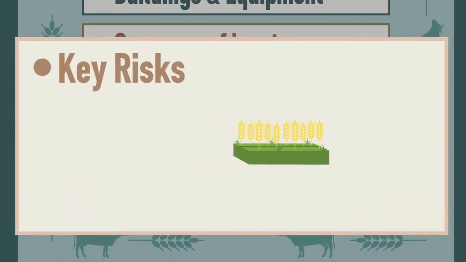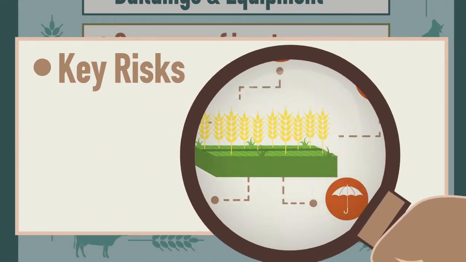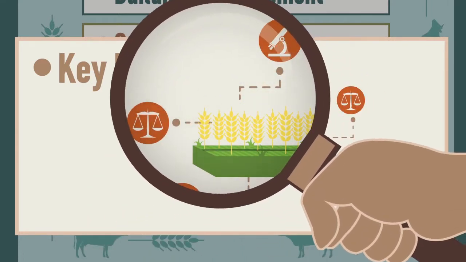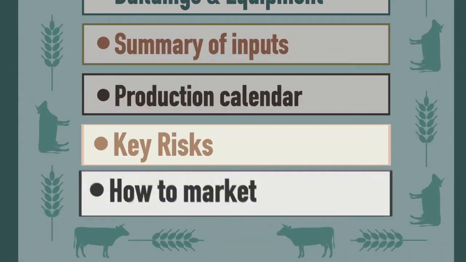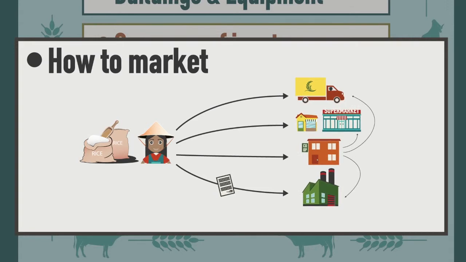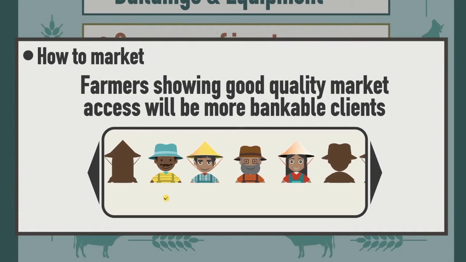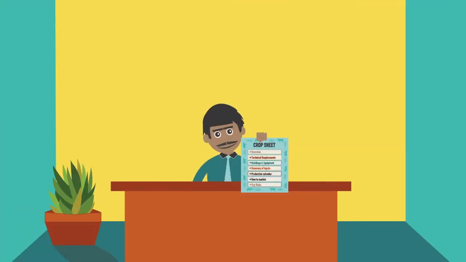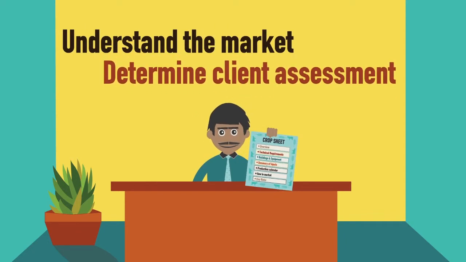The key risks for this commodity, along with an assessment of how they should be mitigated. A loan officer conducting an assessment on a client would look for evidence of risk mitigation. Details of how the farmer will market the crop and the pros and cons of each approach. Farmers showing good quality market access will be more bankable clients. A bank should use crop sheets to understand the market and determine what to factor into a client assessment.